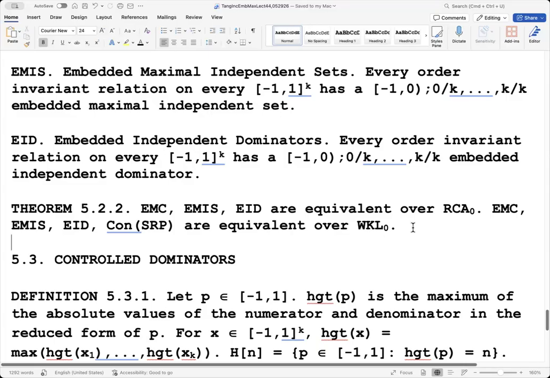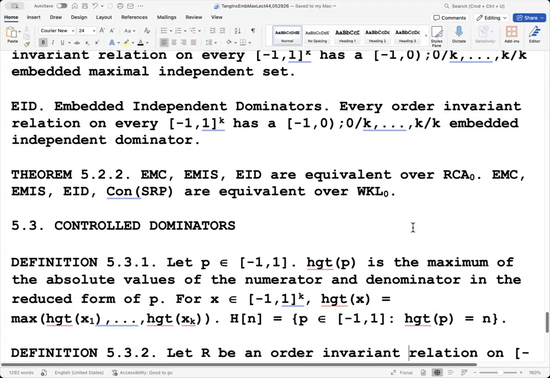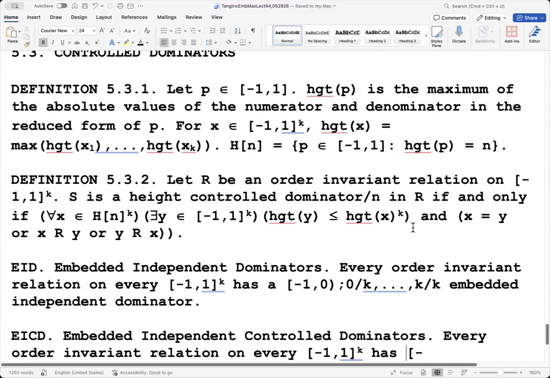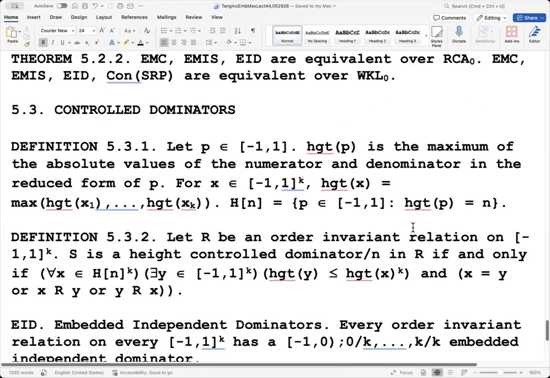All right, so we have this notion of a height controlled dominator, and that's the only thing that we have to worry about. I kind of like this. I was also looking at height-free forms of this that don't involve the height notion, but you gain so much so quickly from the height notion. I decided to go with this.